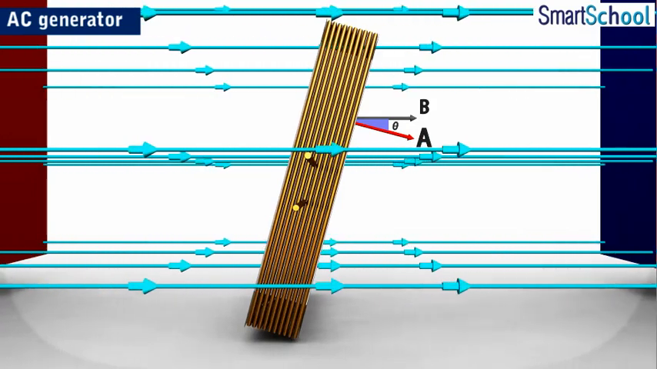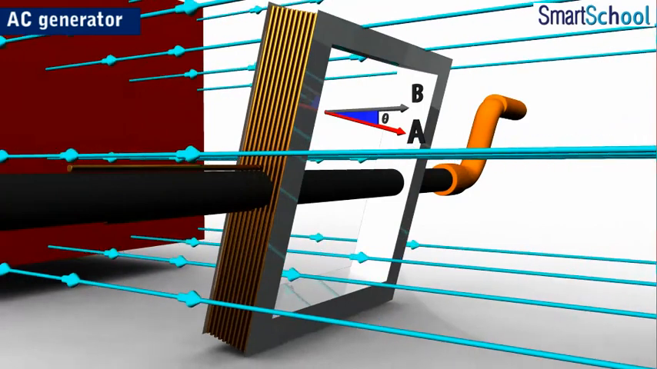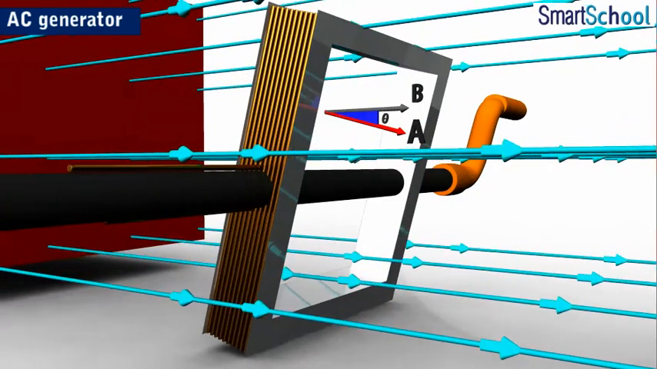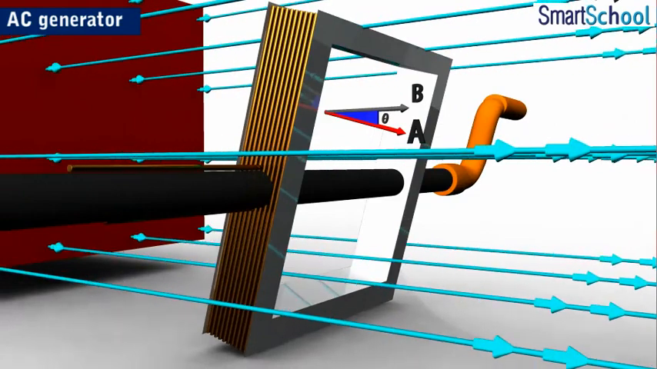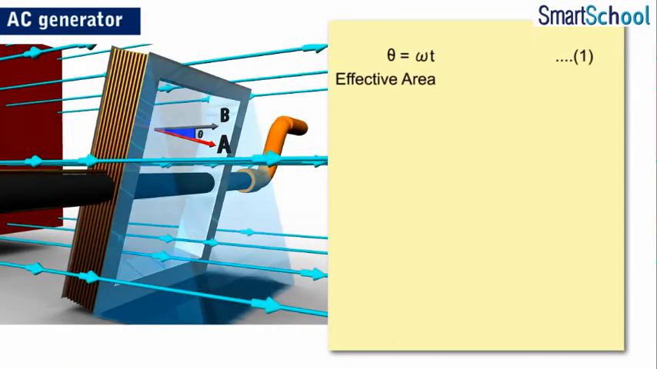When the coil is rotated at a constant angular velocity omega, the value of theta at the instant of time t is given by the equation theta equals omega multiplied by time t. Let us label this as equation 1. The effective area of the coil, which is linked with the magnetic field, is A cos theta. From equation 1, it is clear that the effective area of the coil is a time-dependent function.